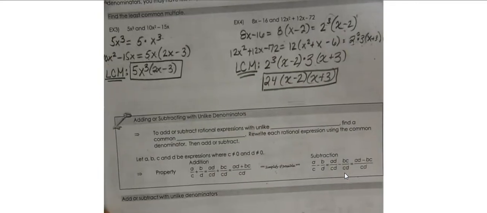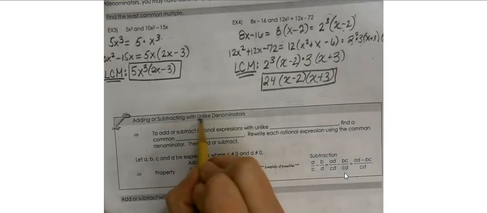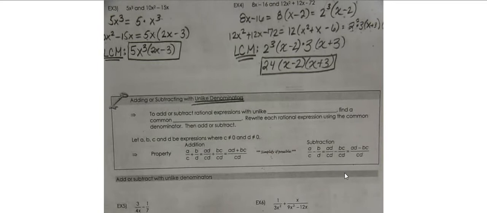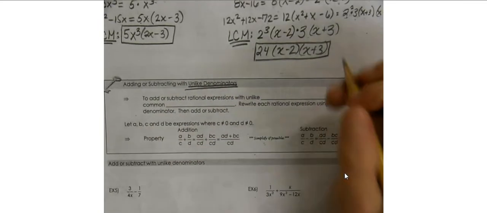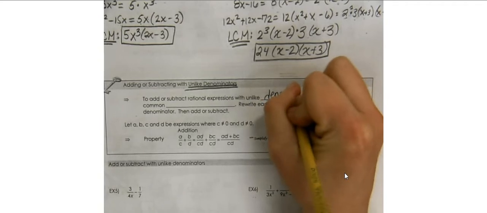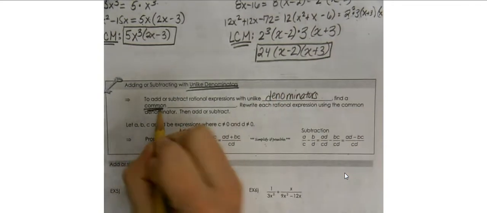So now we're going to use the skill of identifying a least common multiple by adding and subtracting rational expressions with unlike denominators. In order for us to add or subtract rational expressions with unlike denominators, we're going to find a common denominator.